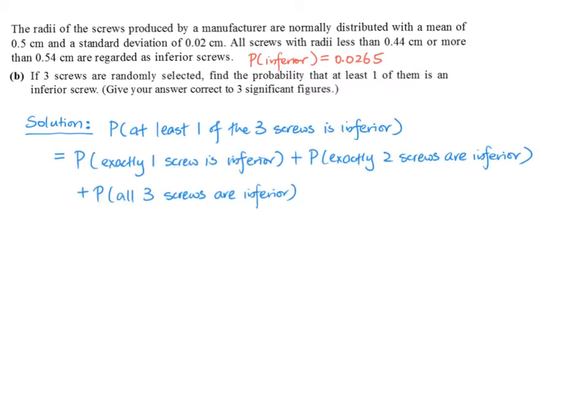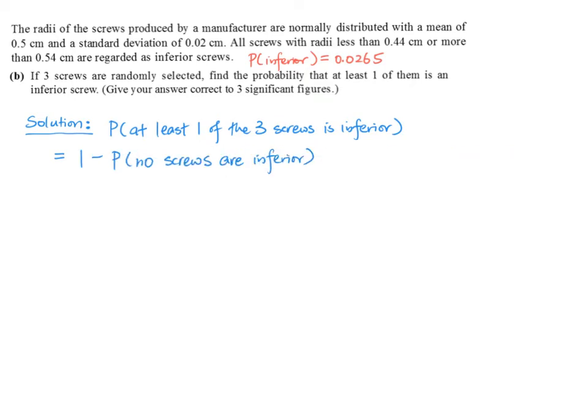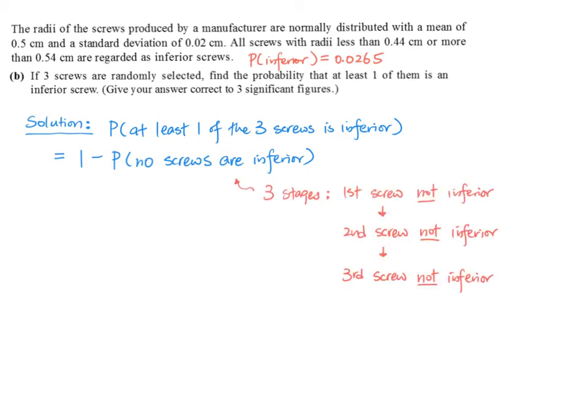There are actually 3 cases: exactly 1 inferior, exactly 2 inferior, or all 3 are inferior. If we have different cases, we could add them all up. But a faster way to do this is taking 1 minus the complement of it, that is, the probability that no screws are inferior. But to say there's no screws that are inferior, that actually involves 3 stages. Not 3 cases, but 3 stages.